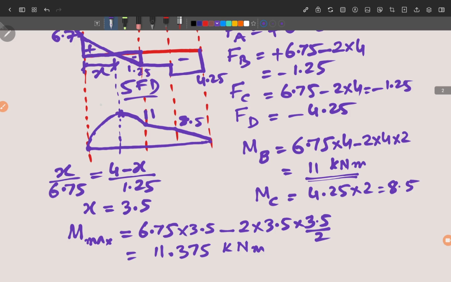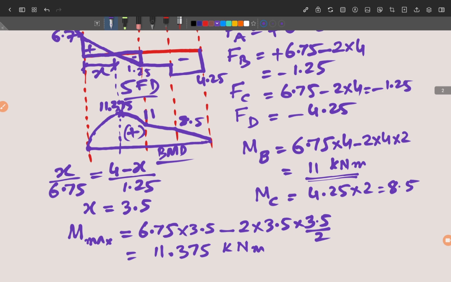Okay, this is 11.375. So this is all positive. Okay, now the bending moment diagram is also complete for the segment A, B, C, D. Now we'll go to the second part, which is D, E, F.